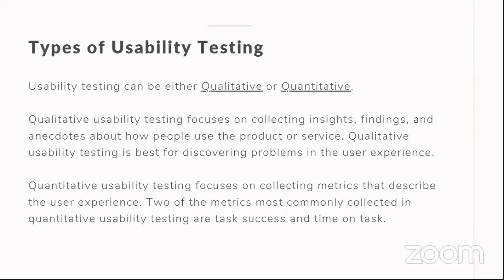Anytime you collect data, especially in usability testing, it will only be in two forms. Either it's qualitative or it's quantitative. There are only two of it, right? So in qualitative testing, you're focusing on collecting a user's insights, their findings, just how people use the product or service. That's what you're concerned with in qualitative testing. And it is best for discovering problems in user experience.